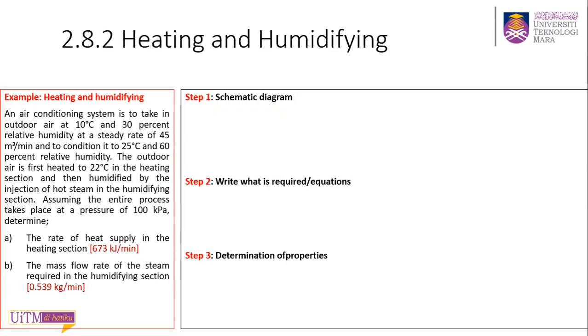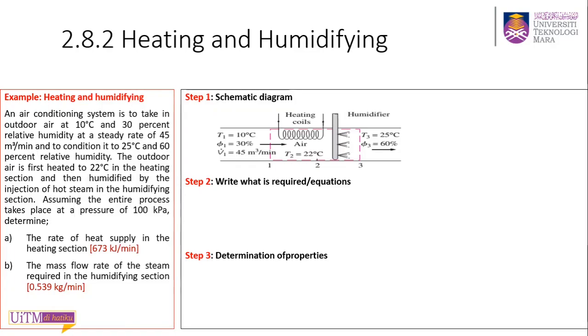Now, let's look at the first example for the heating and humidifying process. Feel free to pause to read and understand the question properly. For step 1, please try to draw and label the schematic diagram for the air conditioning processes. Now, before we try to solve the question, we must first ask whether we should use the equations or can we use the psychometric chart to find the properties of air. For this question, since the air pressure is only 100 kilopascal, therefore we must use the equations to find the properties of air.